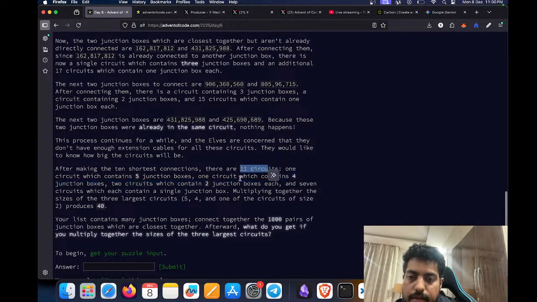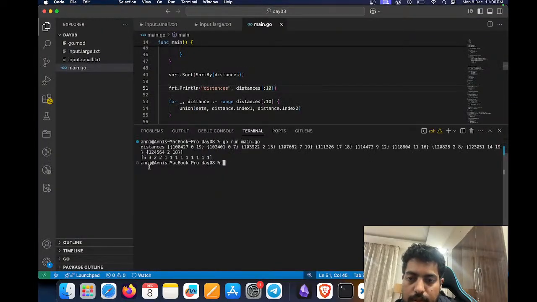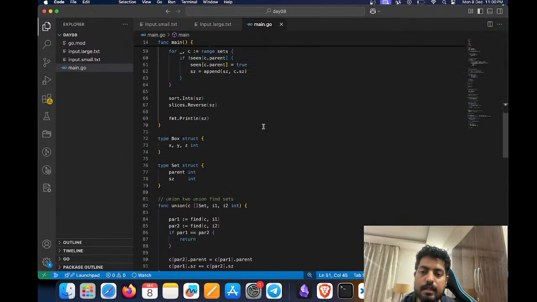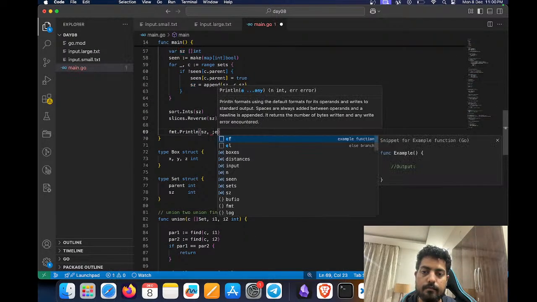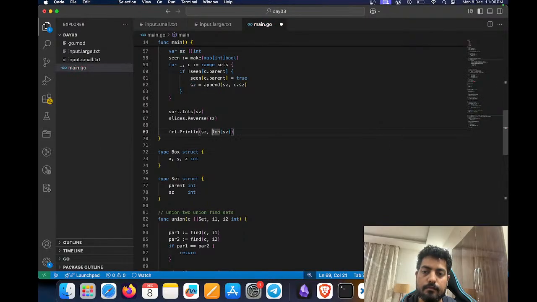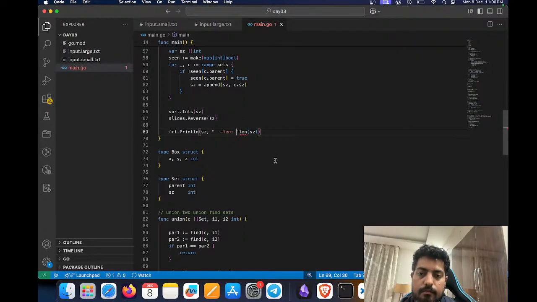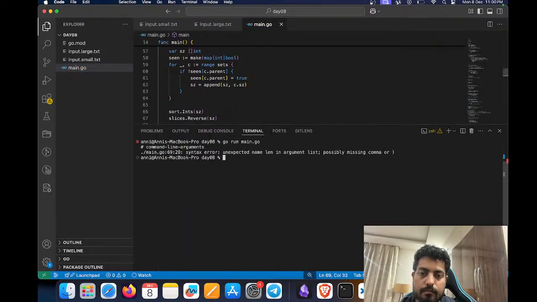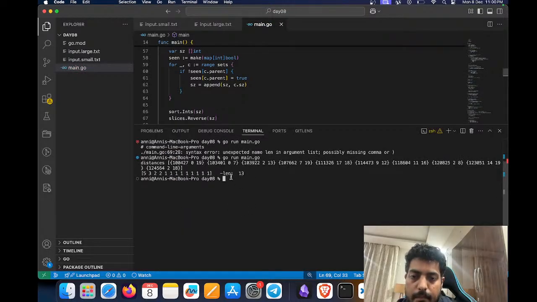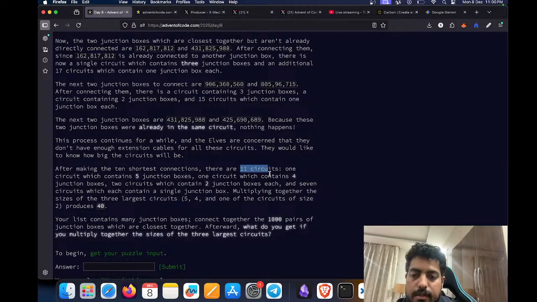There are 11 circuits. One circuit contains 5, 4, 2 each, and 7 circuits which contain a single junction box. 4, 5, 6, 7, 8. What is the size? So the length is 13, which is wrong. After making the 10 shortest connections, there are 11 circuits.